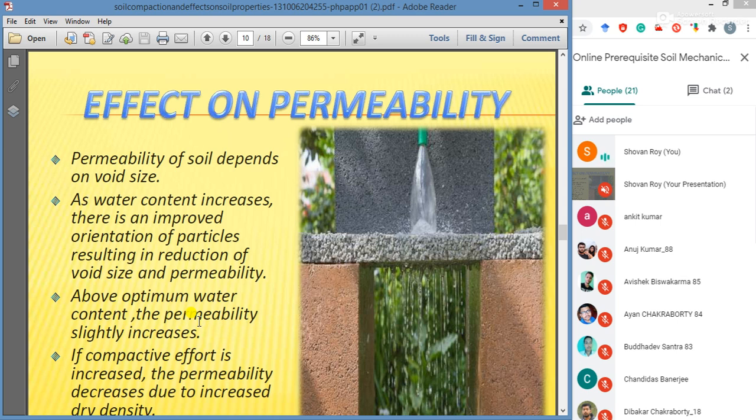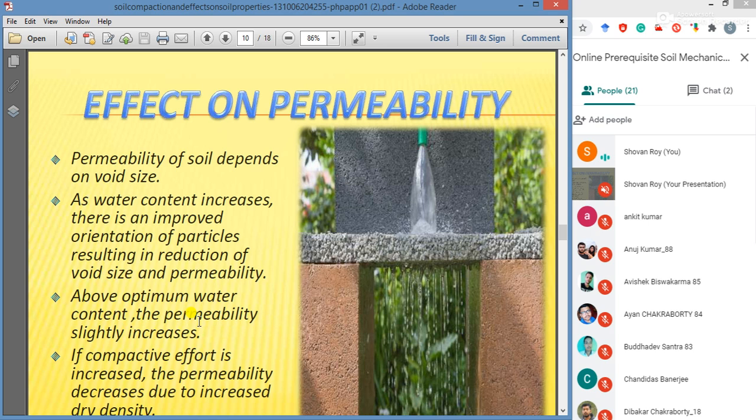Dry soil will always give us the optimum dry density value instead of wet soil, because in wet soil the particles will try to segregate from each other, but dry soil will absorb the water as much as required. Okay, as much as required, and simultaneously when we put the compaction energy on the soil, it will get compacted in a very well manner.